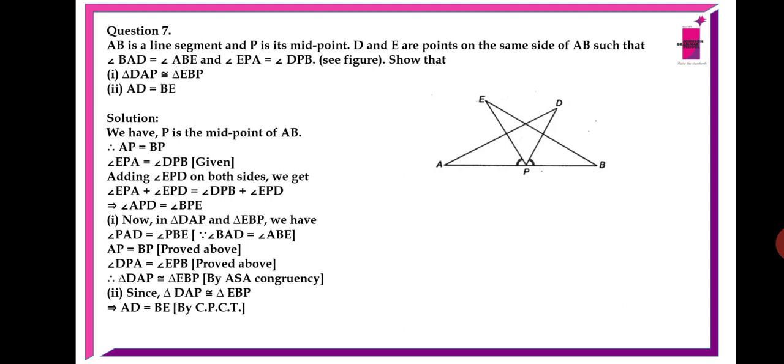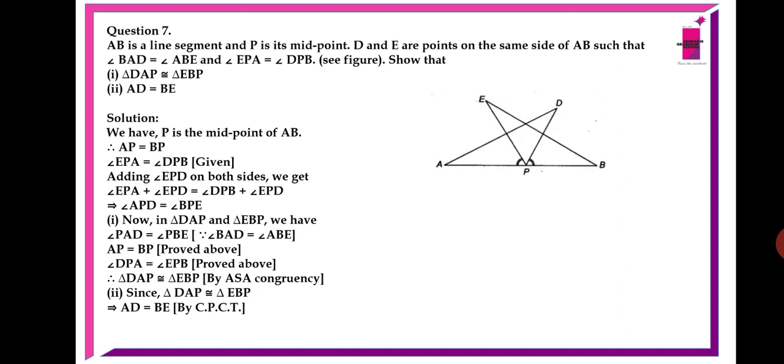Question number 7. AB is a line segment and P is its midpoint. D and E are points on the same side of AB, such that angle BAD equal to angle ABE and angle EPA equal to angle DPB. You can see in that figure. Show that triangle DAP is congruent to triangle EBP, as well as AD equal to BE.